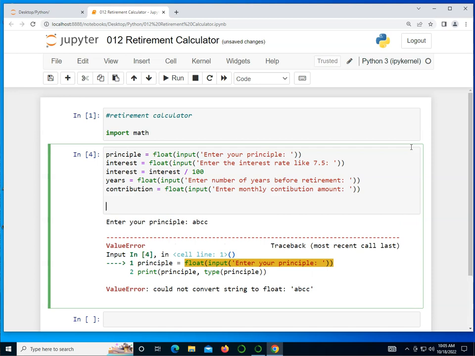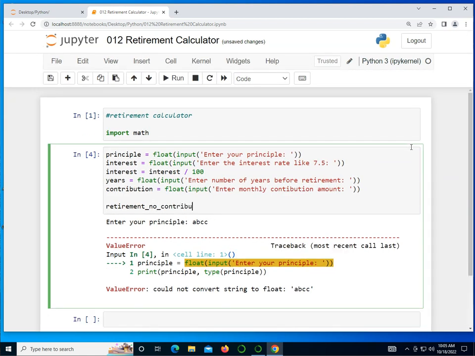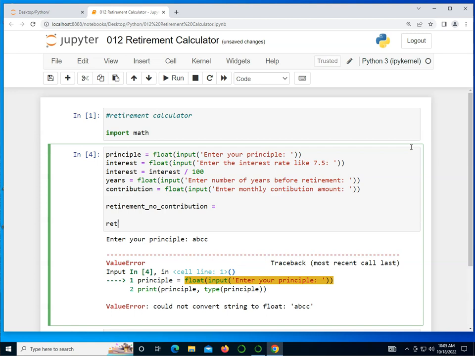So now that we have all this, we need to put our formulas together. I have two of them over here: retirement with no contribution, where we don't take the contribution into account, and retirement with contribution. We'll want to take a look at what the differences might be.